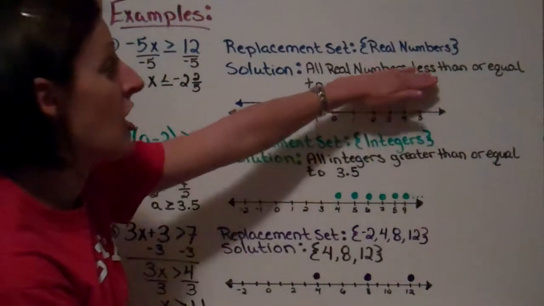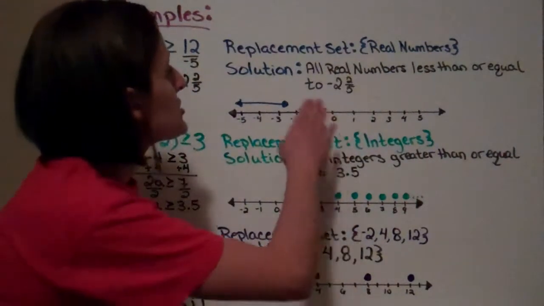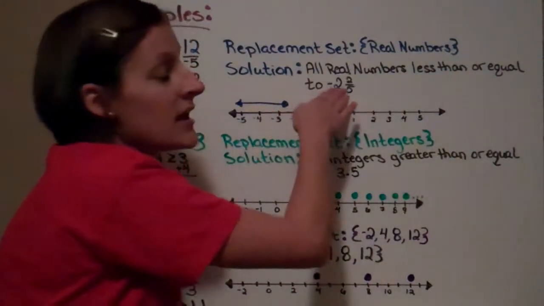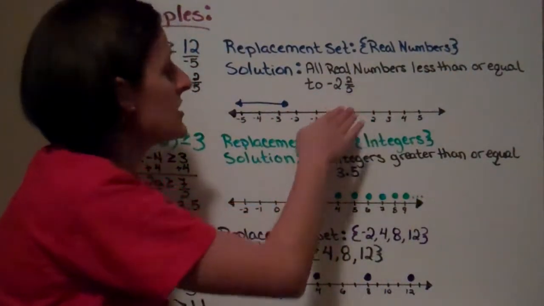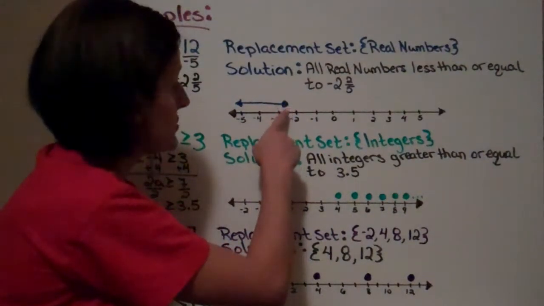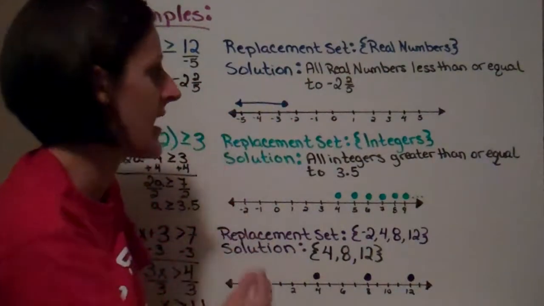Now since it's all real numbers, it's basically just like what we normally work with. So my solution is going to be all real numbers less than or equal to negative 2 2/5. To graph it, I put a closed dot on negative 2 2/5, and then I go to the left showing it's all numbers less than that.